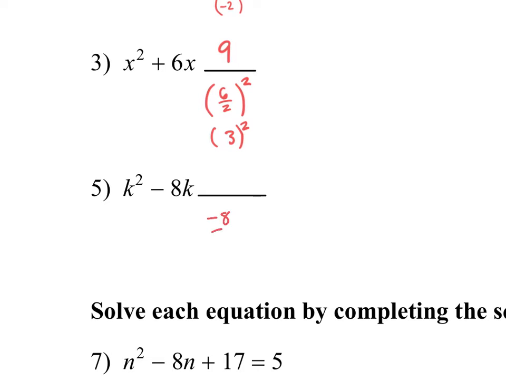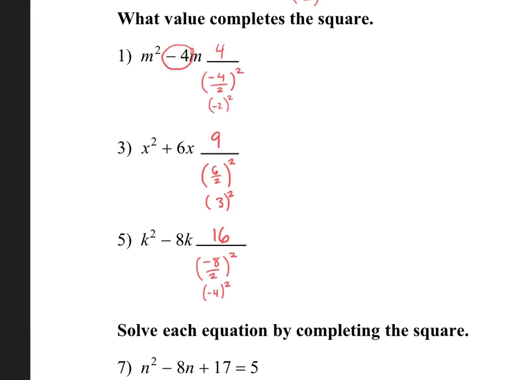-8. So -8 over 2 squared. What's -8 over 2? -4. And what's -4 squared? So -4 times -4. 16. A negative times a negative would be positive, so it's positive 16. Any questions on the first section?